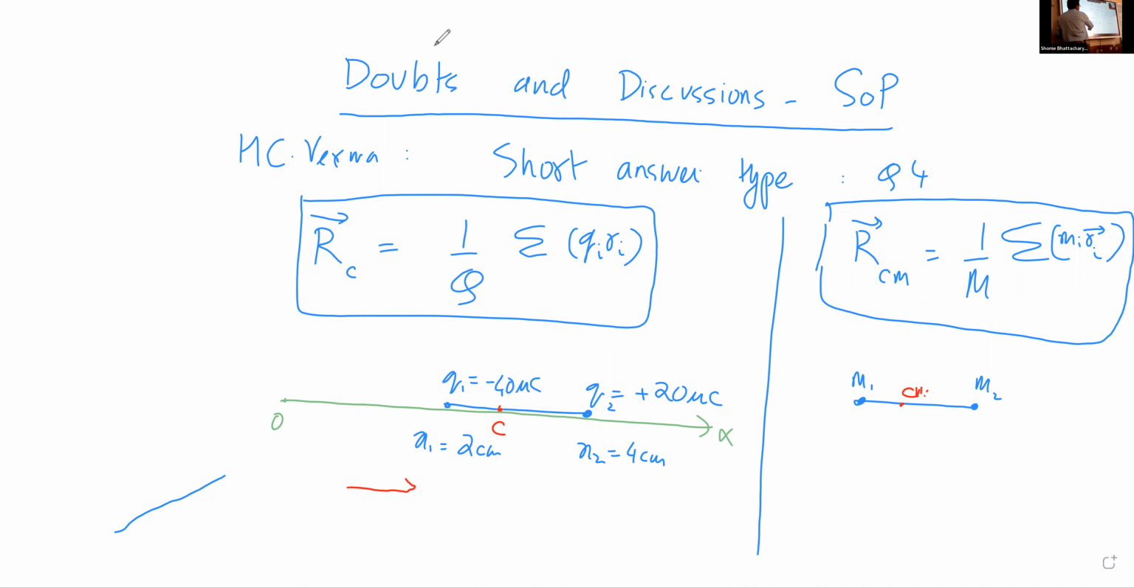It's Q1 X1 plus Q2 X2 divided by Q. So the total charge is going to 0 now. So here, where is the center of charge? It's coming here. It's not here anymore. Because the difference is in the algebraic nature.